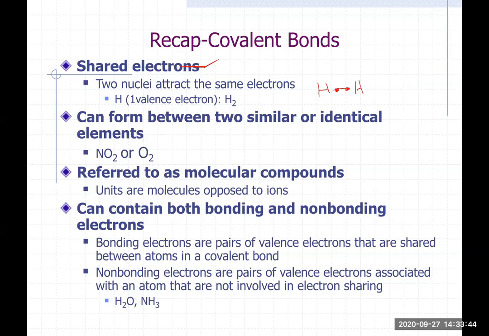These covalent bonds can form between 2 identical, as we just showed, H2, or similar elements. For example, O2 or NO2. Those are nonmetals, and so they are similar elements, O2 being identical and NO2 being 2 elements that are both nonmetals and therefore are similar. We refer to these compounds not only as covalent compounds, but as molecular compounds, and so they form molecules as opposed to ions. They contain both bonding and non-bonding electrons.